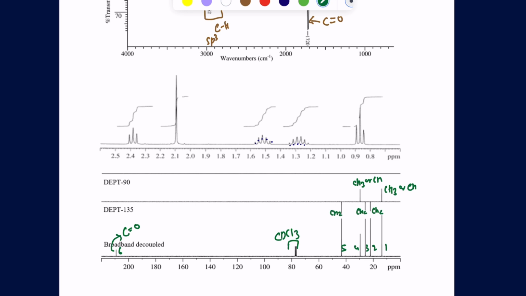Now, the DEPT 90 is supposed to be showing the CHs, so I don't have any signal in DEPT 90, so that means there are no CHs in there. So all these are going to be the CH3. So based on that, I can say that this would not be this, and that would not be this. So it's just going to be CH3s and the CH2s. So I have 3 CH2s, 2 CH3s, and one of them is just going to be the carbonyl.